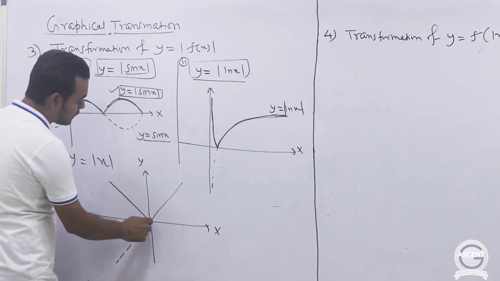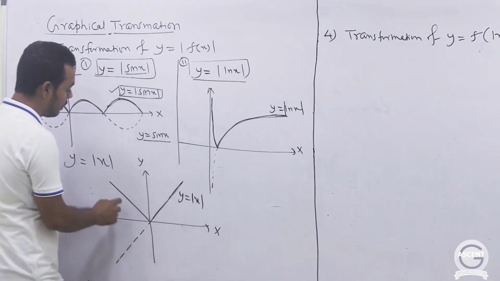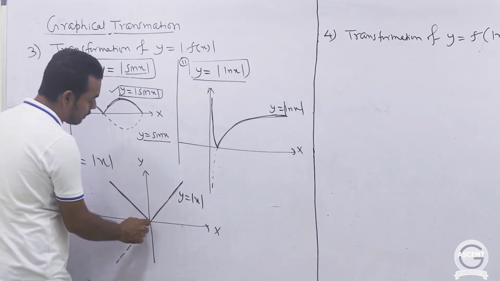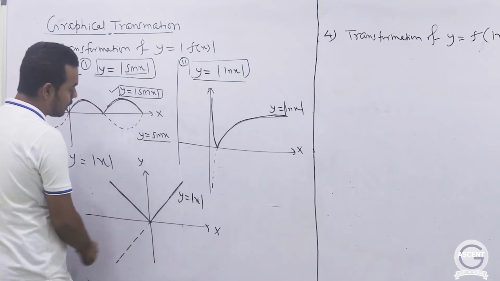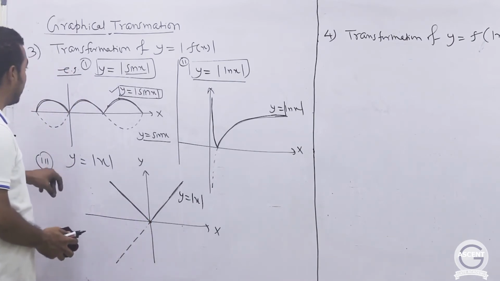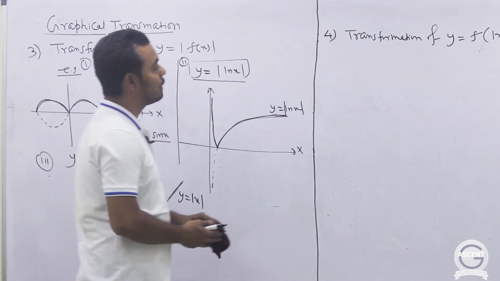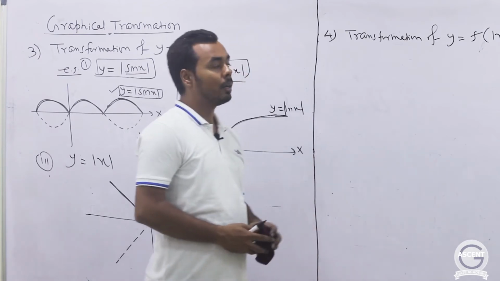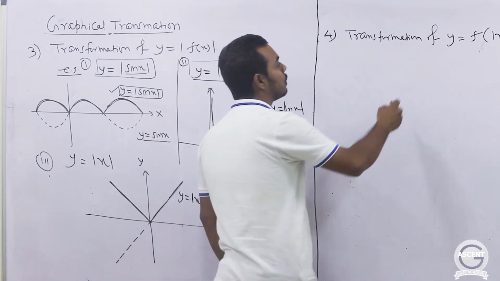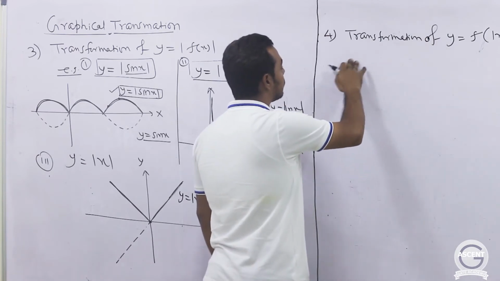So this will give us the graph of y equals mod x, and this we already knew, right? This is our graph of y equals mod x, a V-shaped curve starting from the origin. So in this way you can do this transformation. Now the fourth one is also very important. If we have to do the transformation y equals f of mod x, how do we do this?